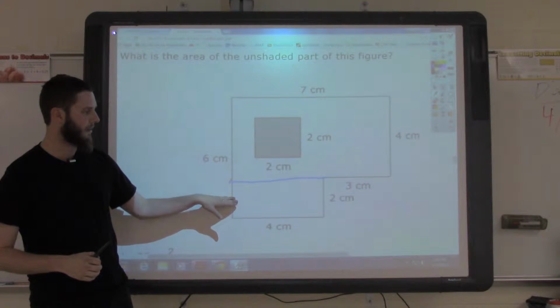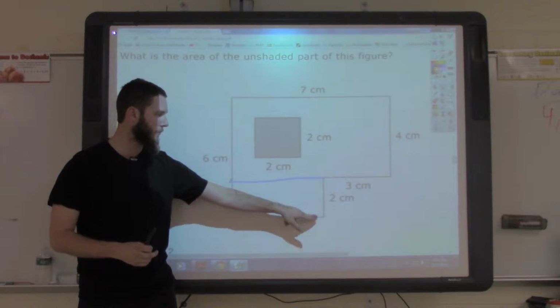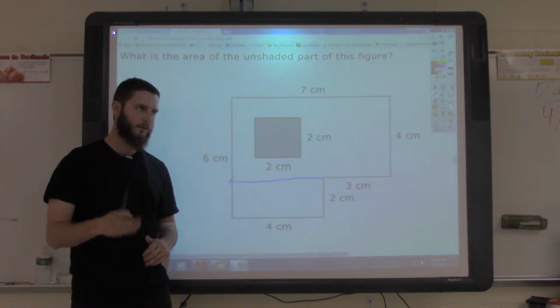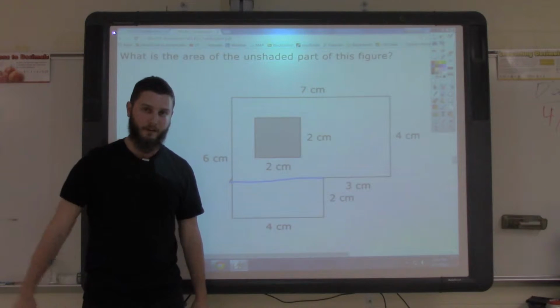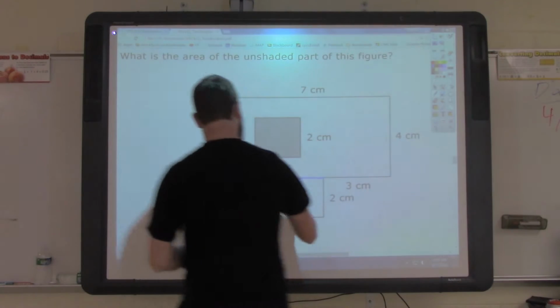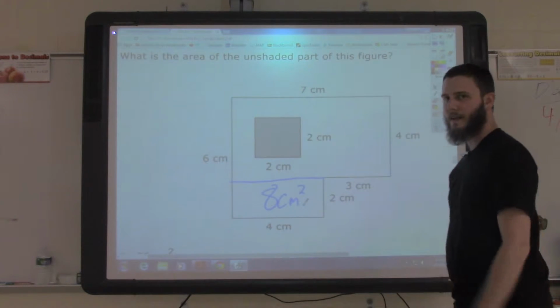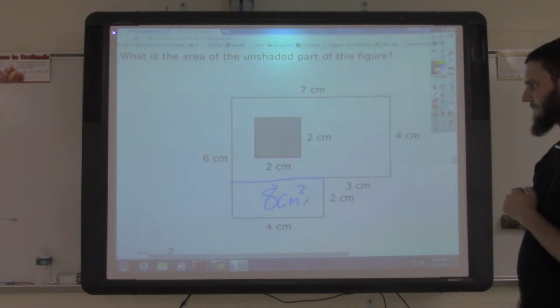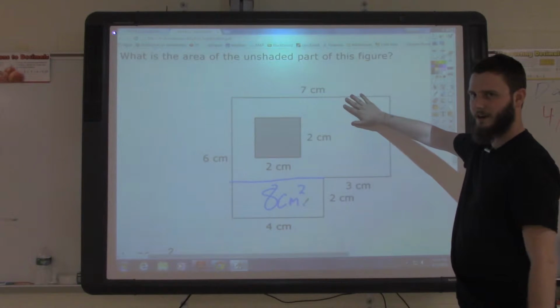This rectangle down here seems to have a base of 4 centimeters and a height of 2 centimeters. What I'm going to do is take my base and my height, multiply them together to get a total of 8 square centimeters. I'll write 8 centimeters squared. And that's my area of that smaller rectangle. Next, I need to find the area of this larger piece right here.